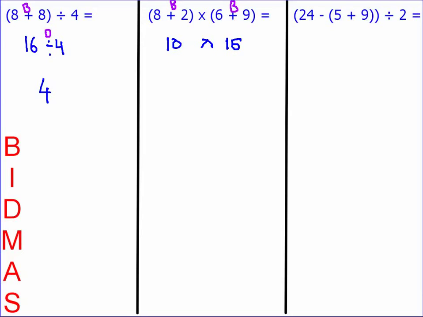Okay, the next one, I have a bracket inside a bracket. Well, we treat the most inner bracket as the first one. So I'm going to put a B above the 5 plus 9, and then I'm going to have open brackets 24 minus what 5 plus 9 is, which is 14, close brackets, divided by 2. I'm now going to do my brackets again, and this time I'm going to get 10 divided by 2, and with the division, 10 divided by 2 is 5.